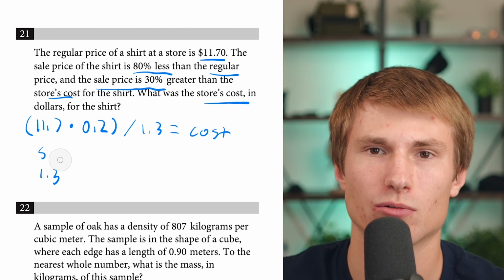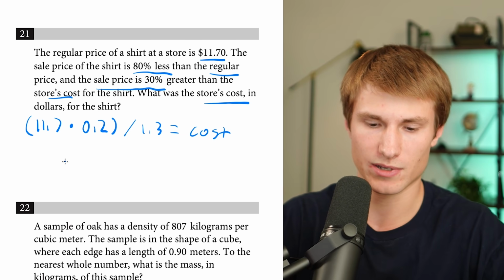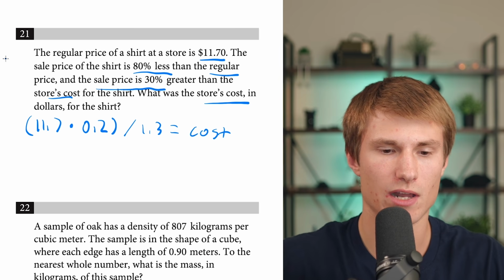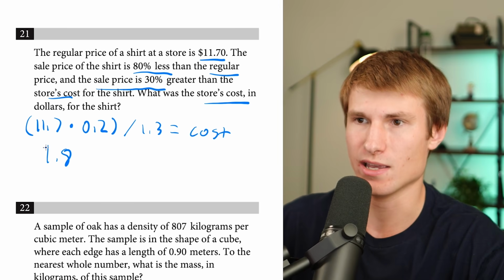Okay, so now we can go ahead and plug this into our calculator and let's see what we get. So we have 11.7 times 0.2 divided by 1.3. And that'll give us our answer of 1.8 is equal to the cost. So 1.8 is our answer there.